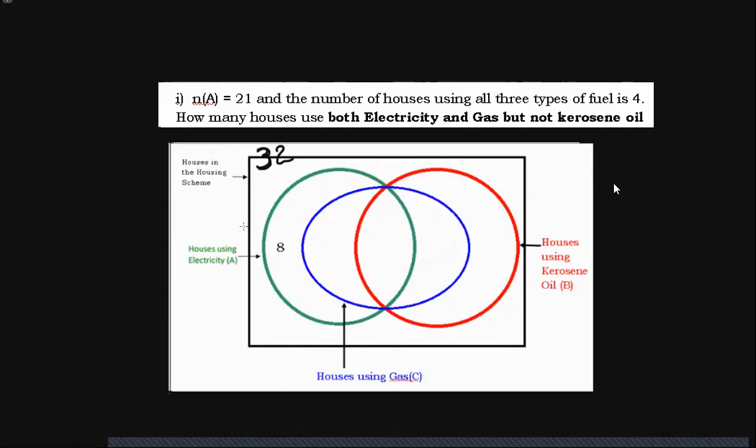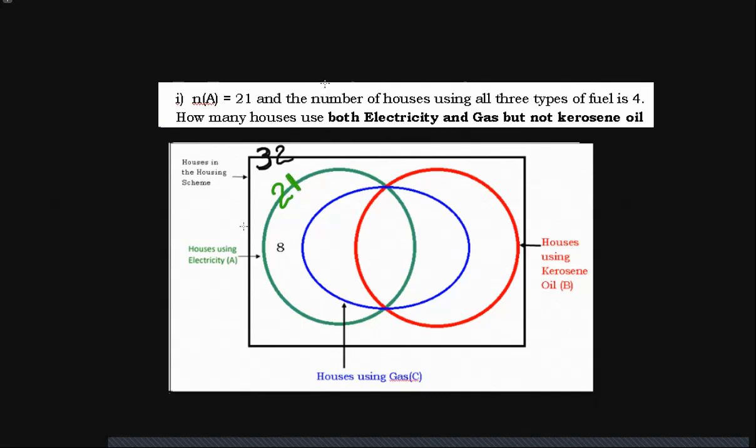So let's look at Roman 1. If n(A), what does n(A) mean? Number of elements in set A. So what's set A here? See, what have they done? Within the brackets, they have given a capital letter for each set. So where is A? The houses using electricity, for that set they have given A within brackets. So the green set is A. If n(A) equals 21, so where do you put that 21? This entire green circle has to be 21. So where do you put that 21? In the margin of the green circle or the set.